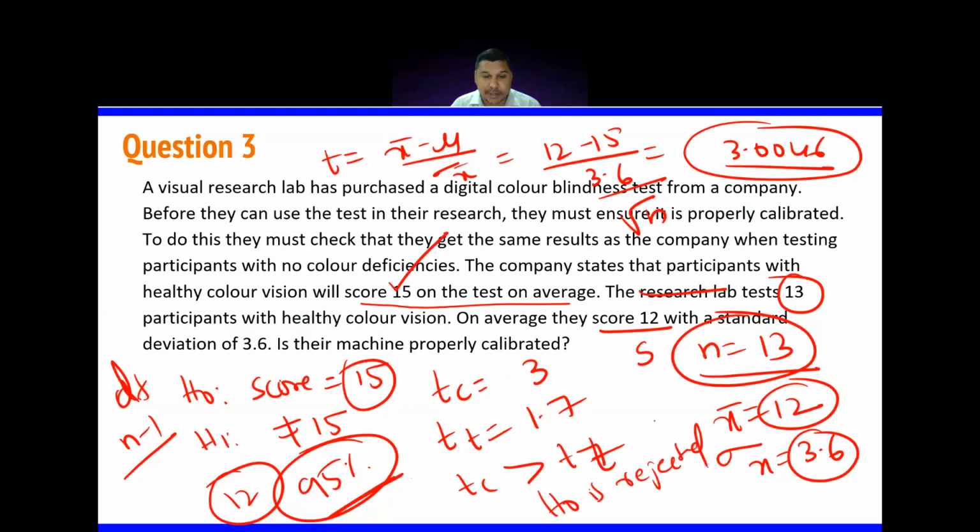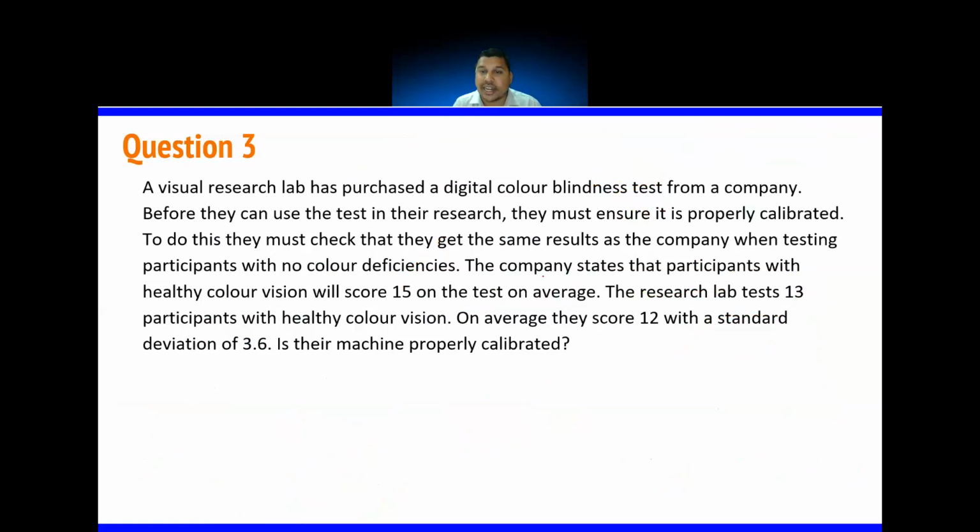It means when H naught is rejected, the claim made by the company that the number of participants will score 15 on average is false. Whatever claim they made is false, right? So maybe one more case we'll see where H naught is accepted.